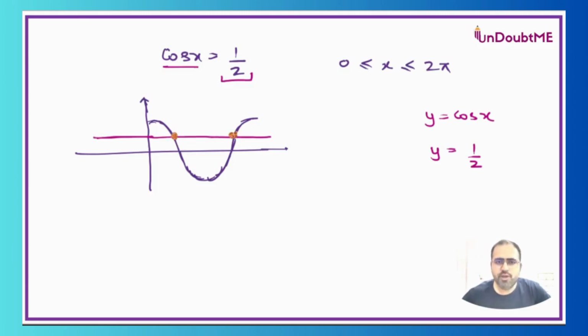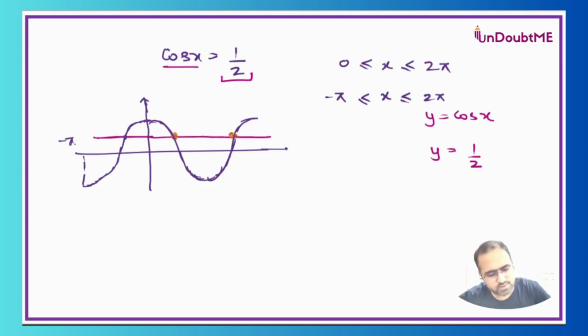Okay. Before moving forward, I will extend my graph because the actual question had x between negative pi to 2 pi. So if I want to just move on with the graph on the left hand side, I will just draw in a similar way, and it will go like this till negative pi. So there is one extra point which we are going to get on the other side also. Okay, so in short, there will be three answers we are getting from here.